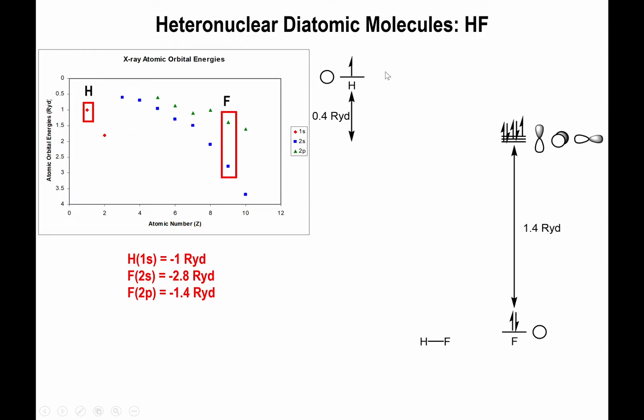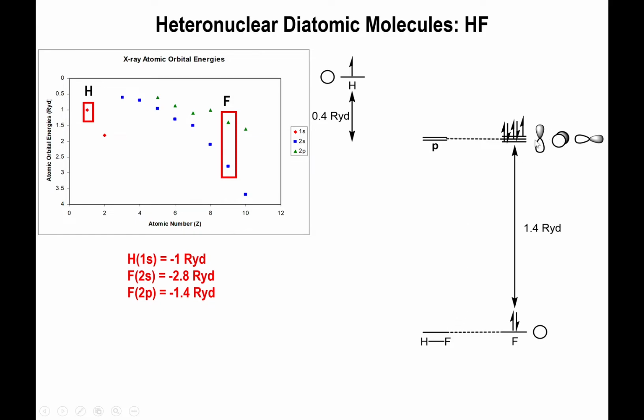And the picture looks something like this. Hydrogen is a little bit larger than fluorine in terms of its energy, but the s orbital of fluorine is very low in energy. So the interaction is going to happen mostly right here, s orbital with p orbital. So the s orbital is mostly going to remain untouched and remain roughly in the same vicinity.